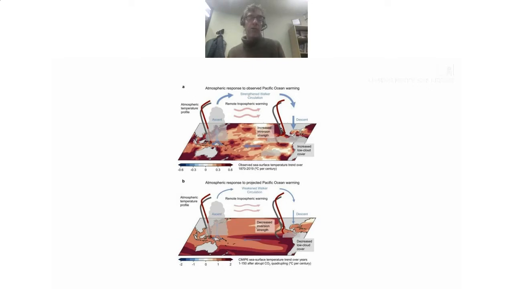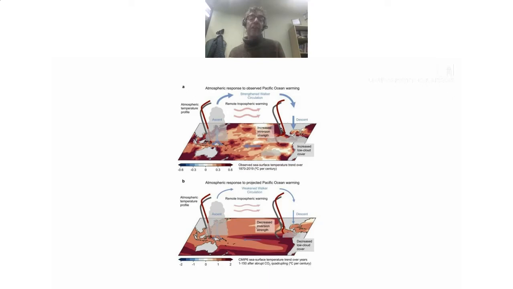The rest of the crowd has really increased its surface temperature. If you look over a lot of the continents, they warmed by over 1.5 degrees. But if you look at the Eastern Pacific, it really hasn't warmed up very much at all. It's really only warmed up by 0.2 or 0.3 degrees.